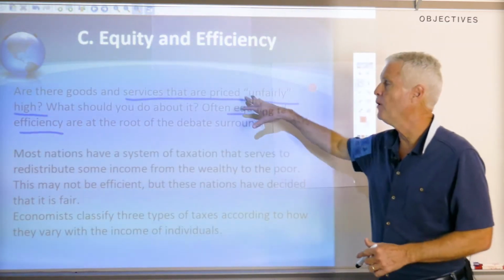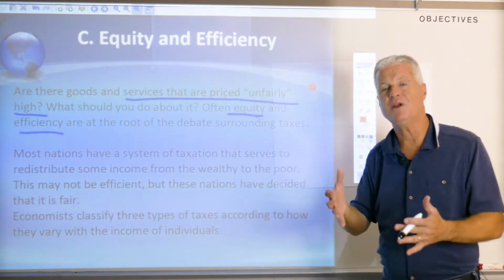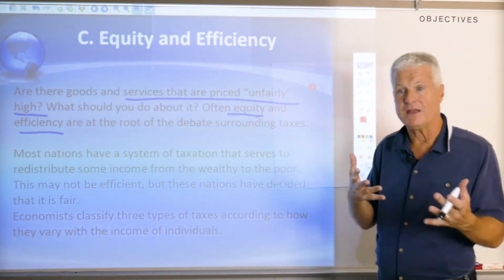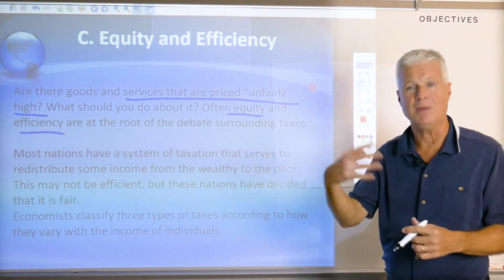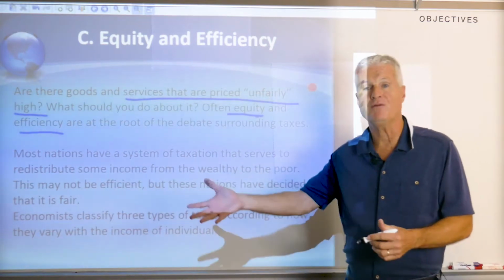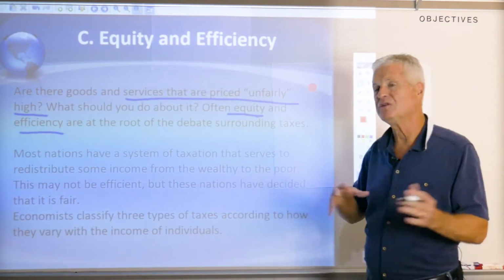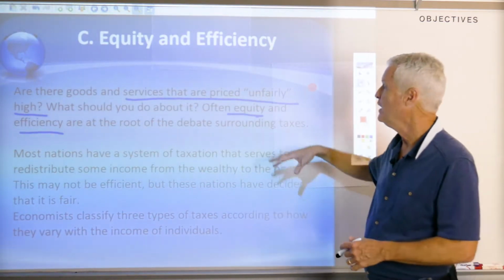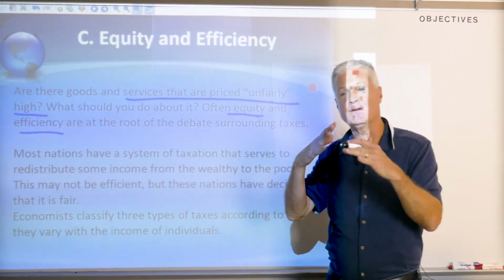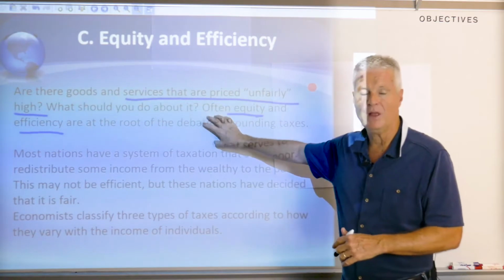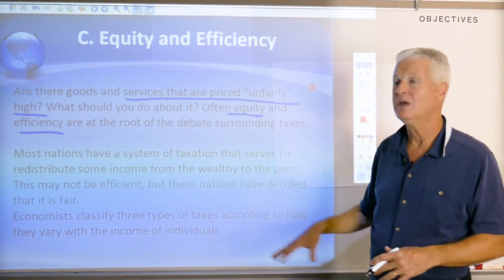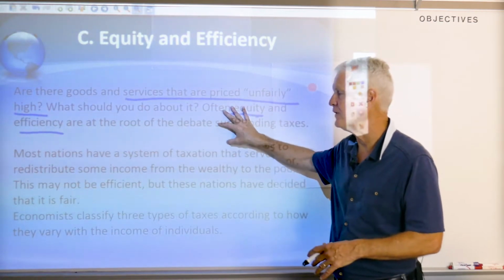Okay. Are there ever goods that are priced at an unfair price? Well, we have a lot of fairness things in our society, and we believe some things should be cheap, medicines, food, whatever, so poor people can afford them, or so everybody can afford them. And sometimes they're not. So equity and efficiency sometimes conflict. Supply and demand create efficiency. They don't necessarily create equity. So they can be in conflict.